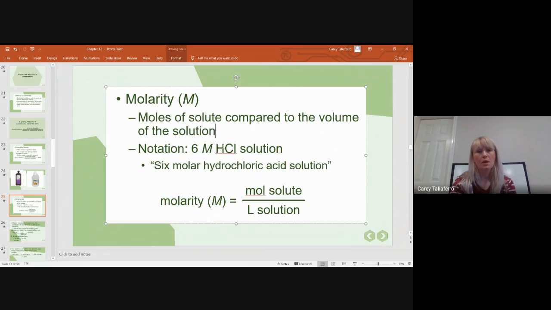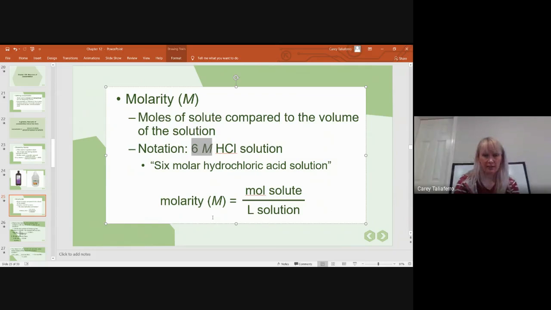Okay. And the way you would show this is you use a 6 and an italicized capital M. In this particular case, we're talking about hydrochloric acid. So on a bottle of hydrochloric acid, if the concentration is 6 molar, you would see this notation of 6 M HCl solution. Okay.